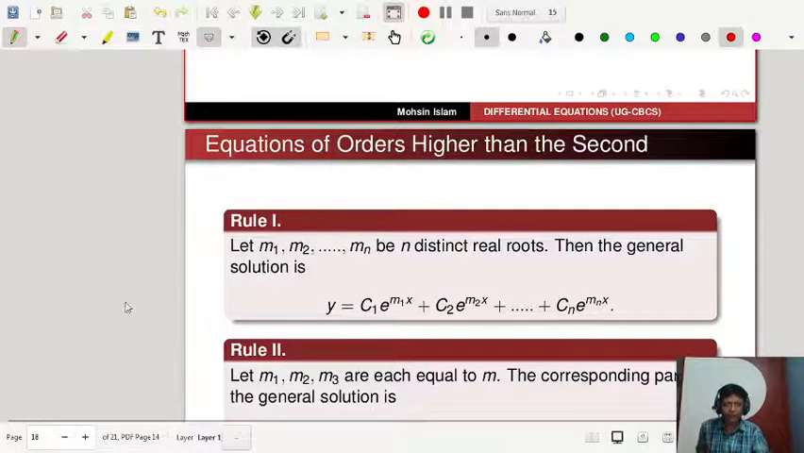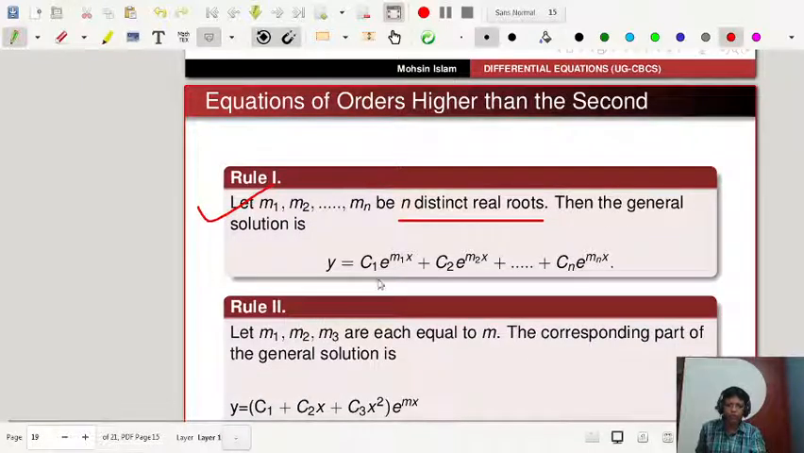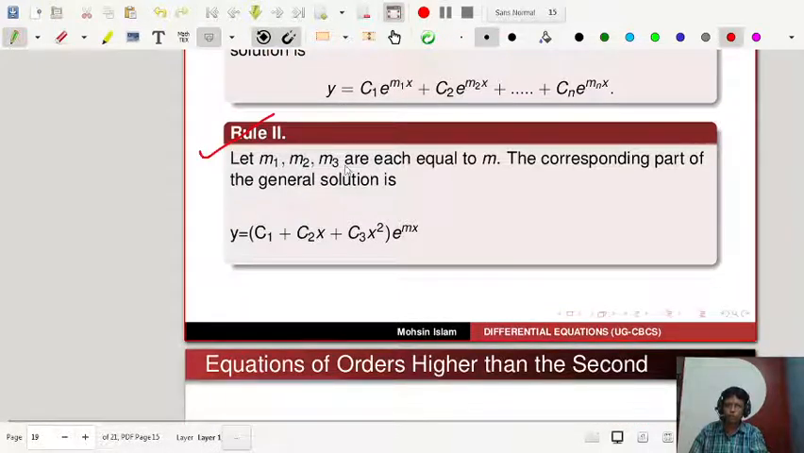So if all have n distinct real roots, rule 1: you can generalize your concept of second order for n distinct real roots. You have c1 e to the power m1x plus c2 e to the power m2x plus ... plus cn e to the power mnx, right? So if you learn the second order, that is enough for you, because you can generalize the second order concept of the differential equation.